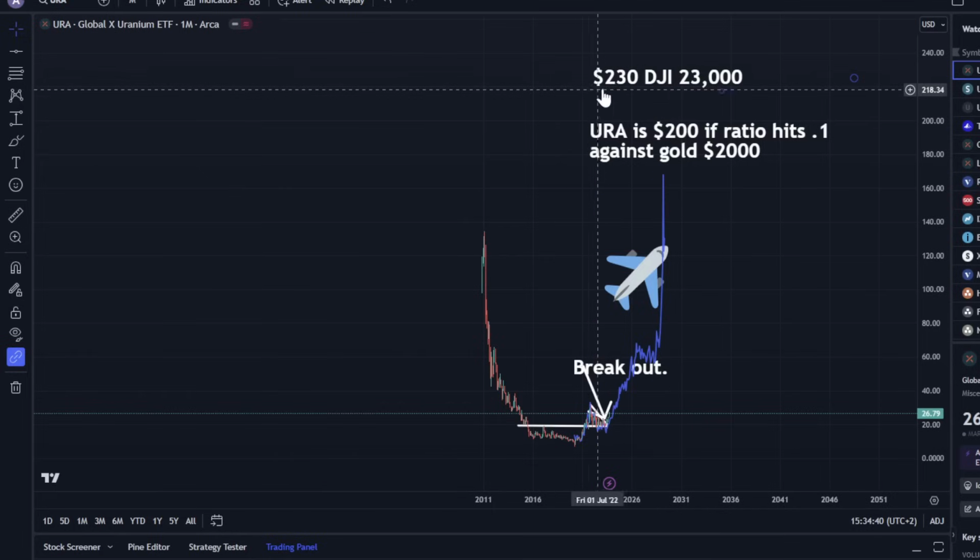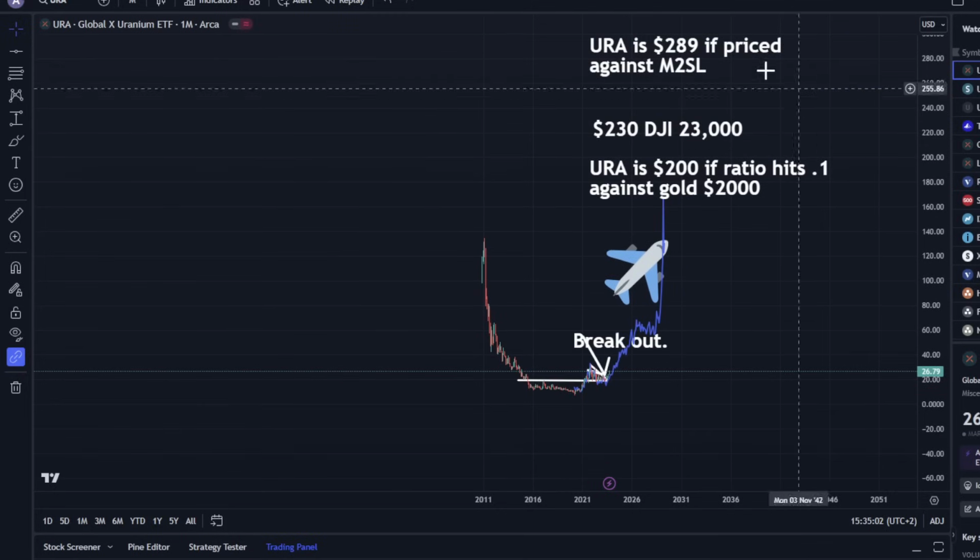So it ranges anywhere from $230, which I would consider a more conservative estimate if the ratio were to hit the same ratio again, all the way up to the low 400s is my guess if the Dow Jones goes up during this time.